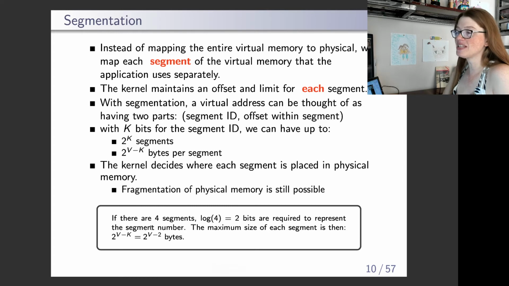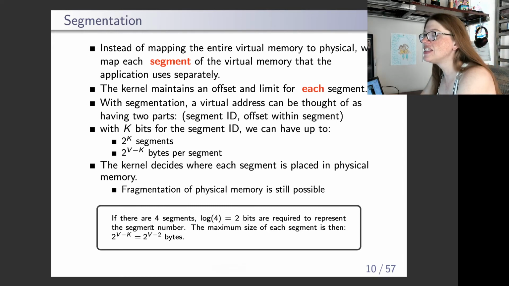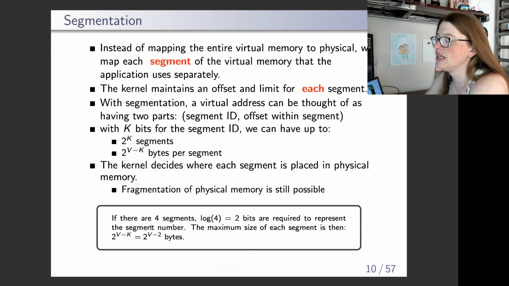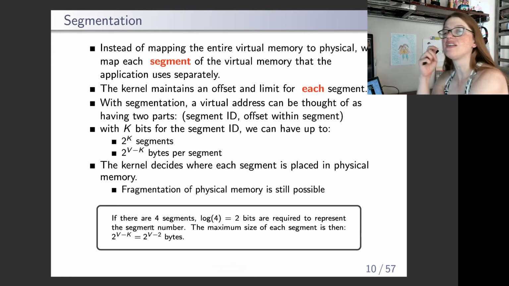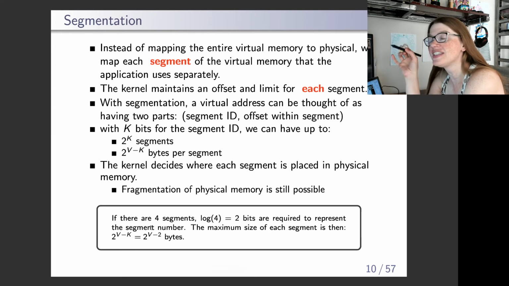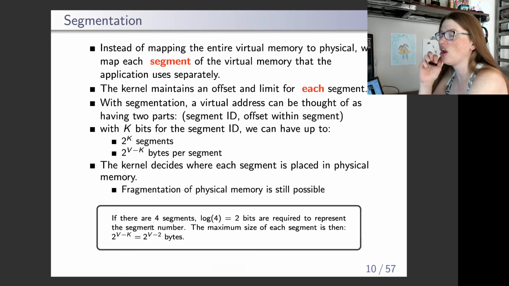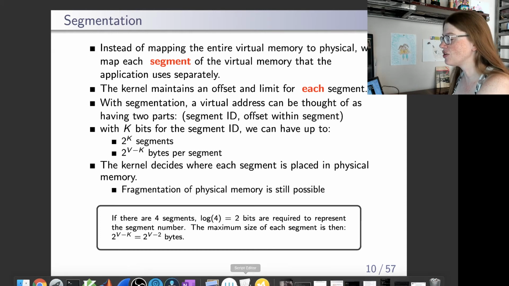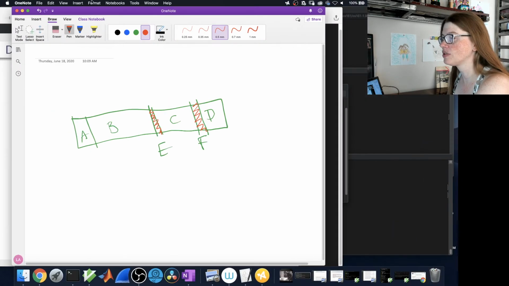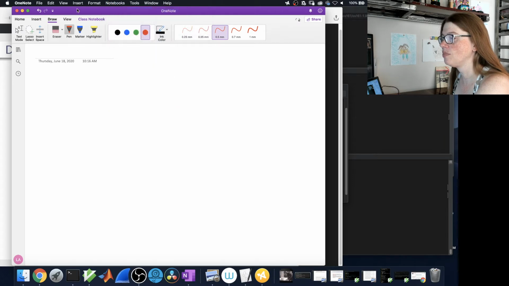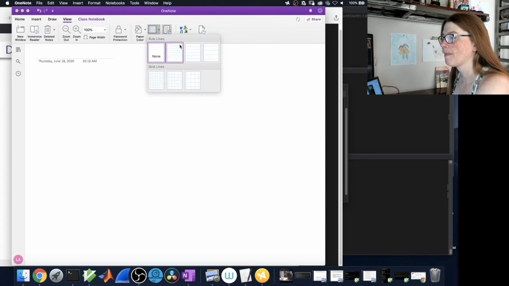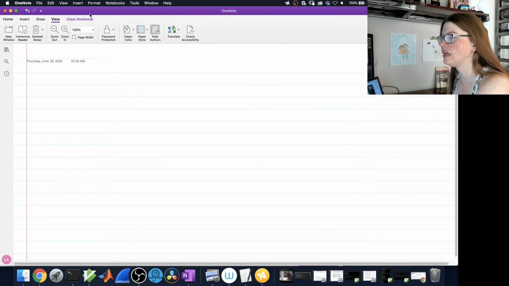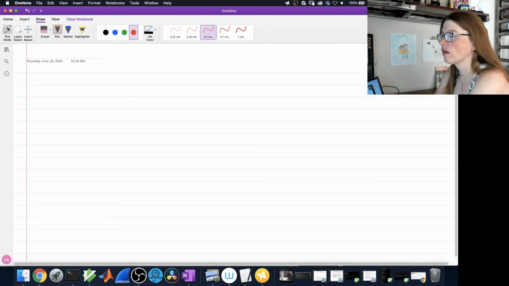Now, what happens with segmentation is we need to create a method for identifying whether this virtual address is part of this segment or this other segment. But once we've done that, the address translation within each segment is just going to be dynamic relocation all over again. So let me show you an example here in OneNote. I should probably learn the shortcut keys, but I never do.